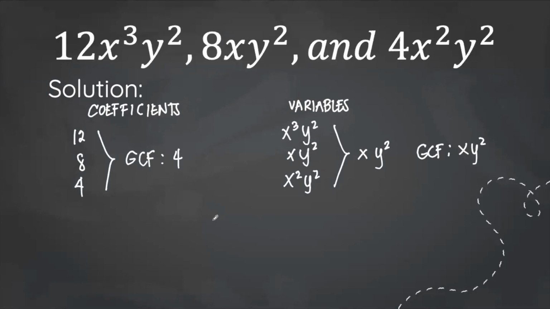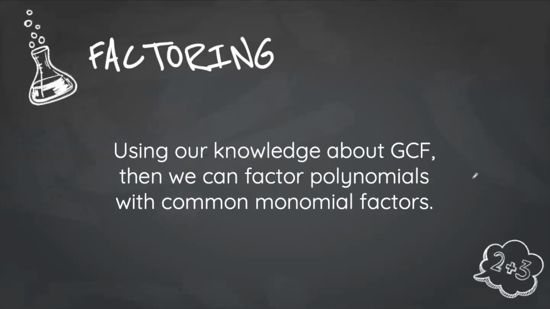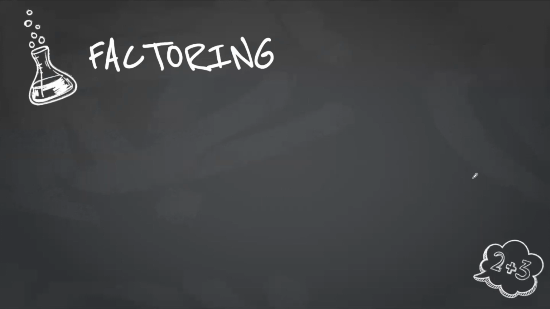Therefore, the GCF of the three polynomials will be 4xy squared. We just combine the GCF of the coefficients and the GCF of the variables. Using our knowledge about GCF, we can factor polynomials with common monomial factors.